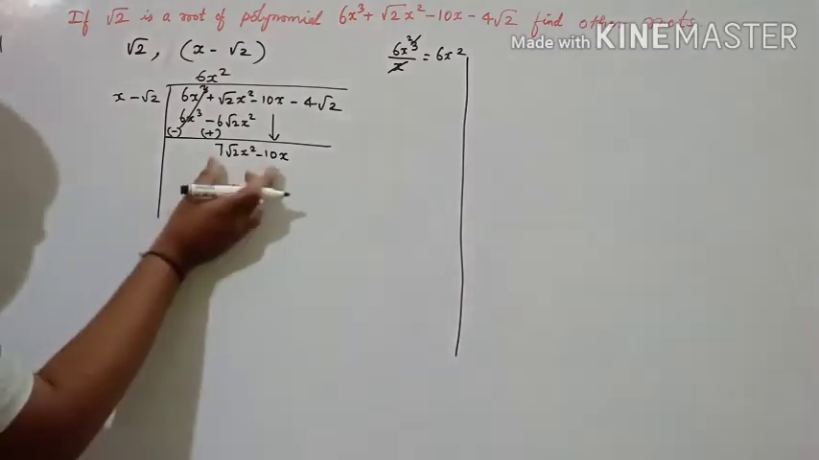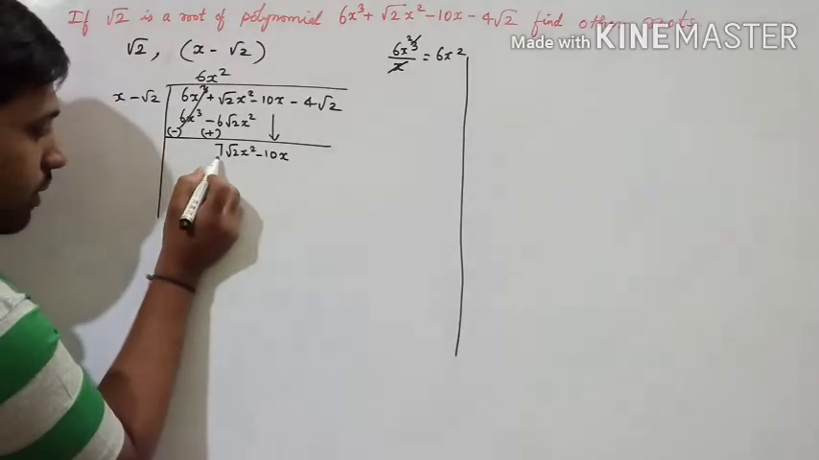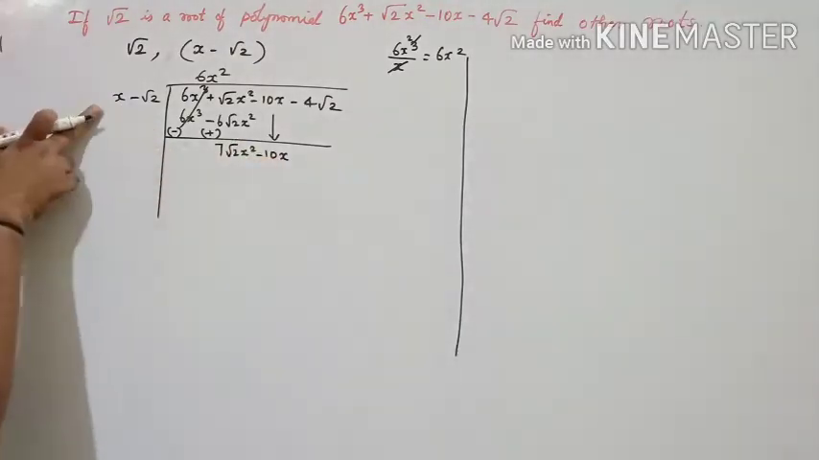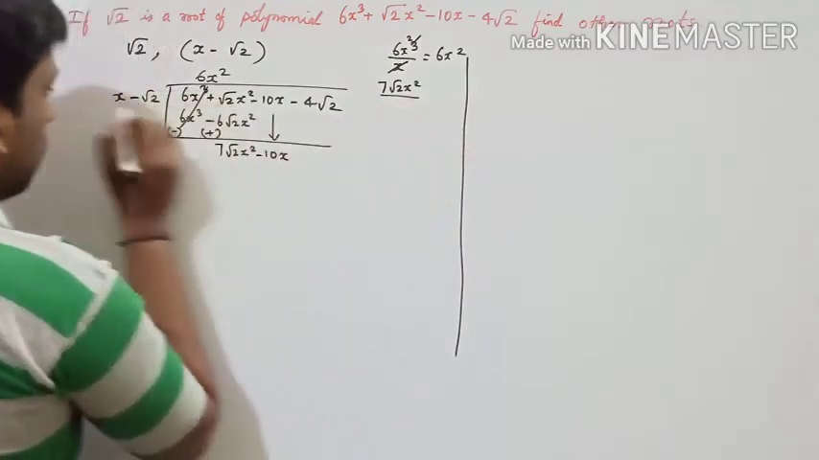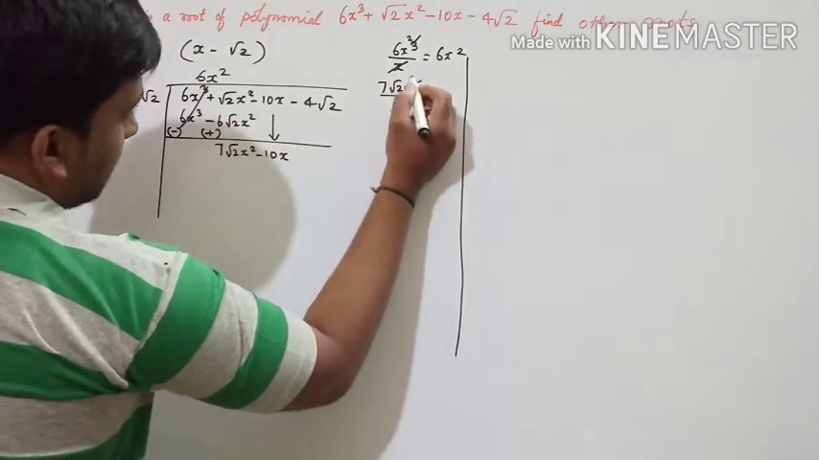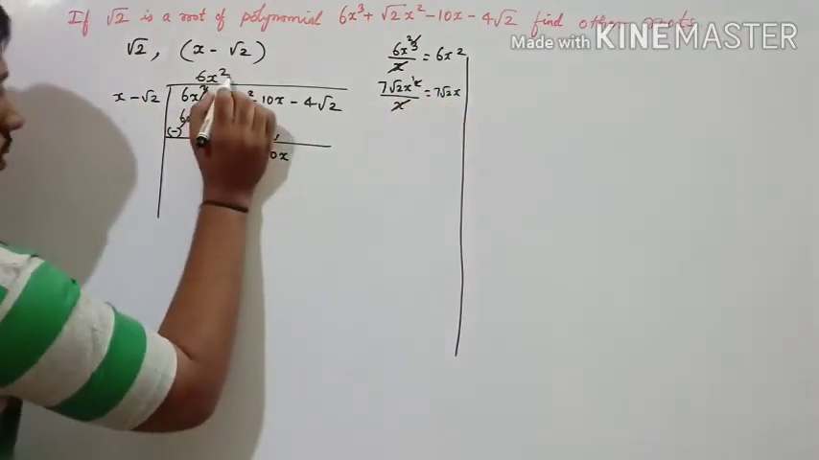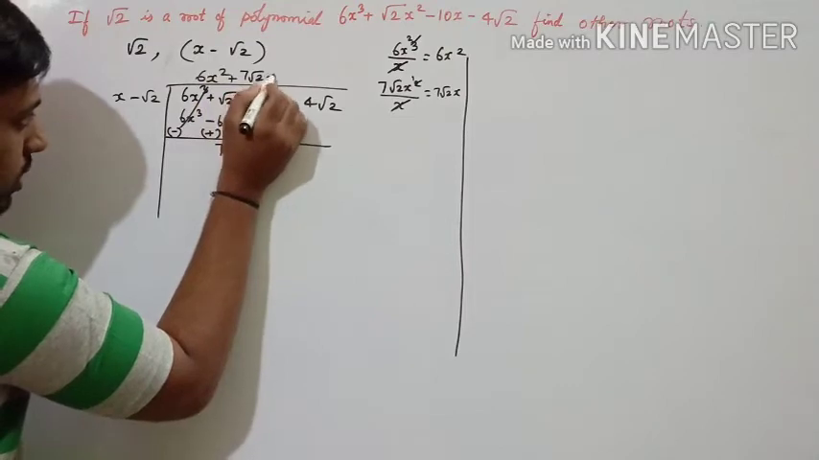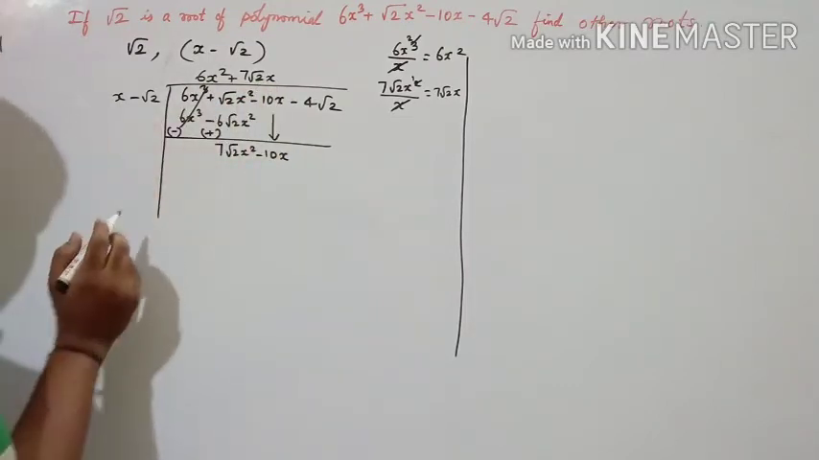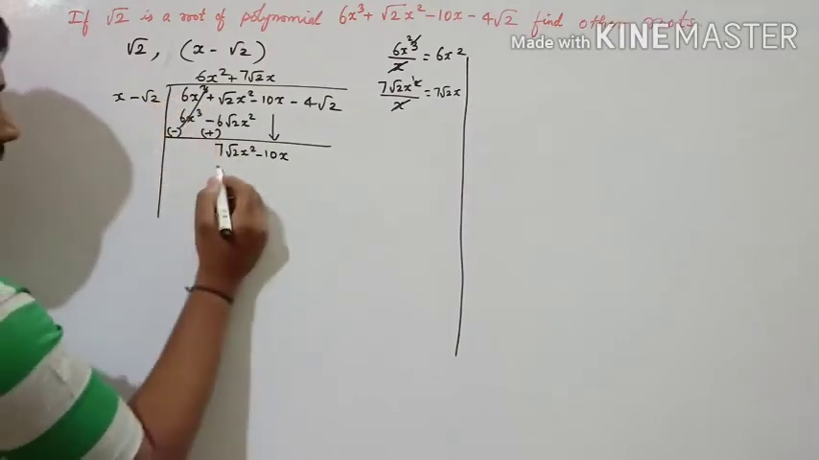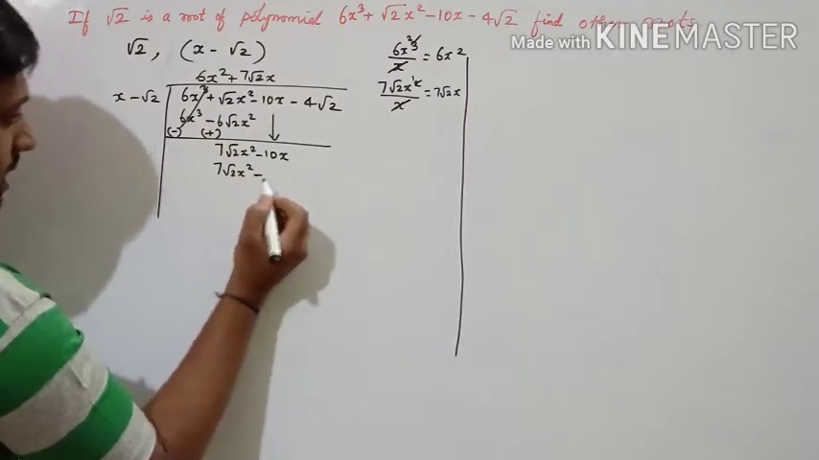Okay. Now I got this polynomial. Here in this dividend, I will take the first term and again divide by the first term of the divisor, that is 7 root 2 x square divided by x. So x and x get cancelled, and you will be getting 7 root 2 x. That one, plus 7 root 2 x, I will be writing here, and 7 root 2 x I will be multiplying by x again. So 7 root 2 x into x is 7 root 2 x square, plus into minus is minus.